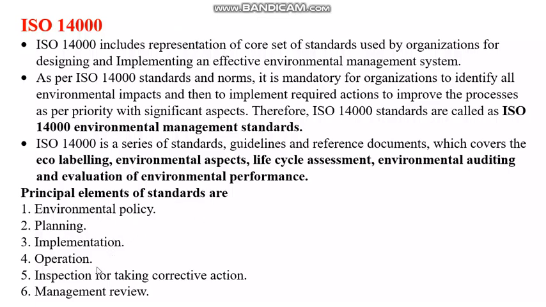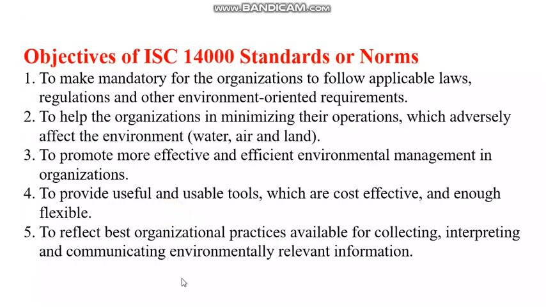Okay, the principal elements of standards are environmental policy, planning, implementation, operation, inspection for taking corrective action, and management review. These are the things which will be there in those standards. Okay, then the objectives of ISO 14000 standards. See, to make it mandatory for organizations to follow the applicable laws as laid down by the government of the country or the state, the regulations and other environment oriented requirements. Mandatory means it is compulsory. You have to make it compulsory that you will not be damaging the environment.